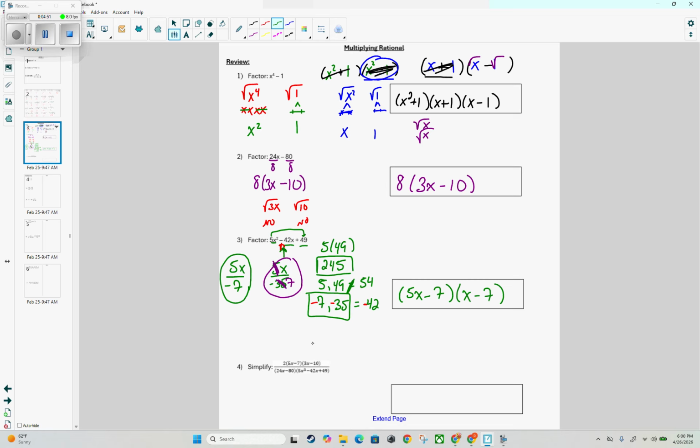Now we're going to go ahead. This last one, number 4, is kind of putting it all together. It wants us to simplify. Remember, this is where we're going to factor and then cancel. So all of this was up above. That's what we factored. So I'm just going to place this up here.